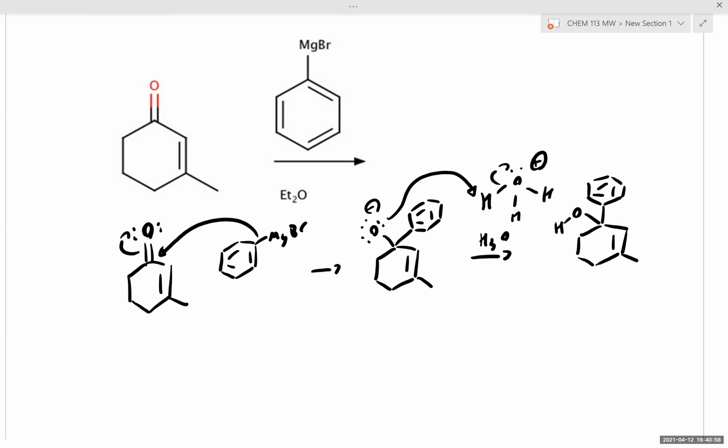It's not that the alkoxide isn't necessarily insoluble. It's just you're not going to isolate the alkoxide salt directly. It's easier to isolate the alcohol. Did that answer your question? Perfect.